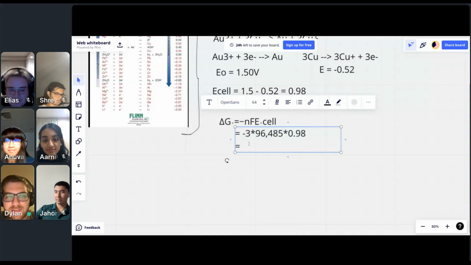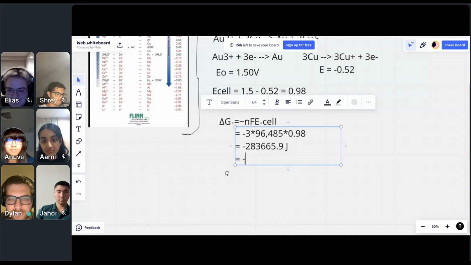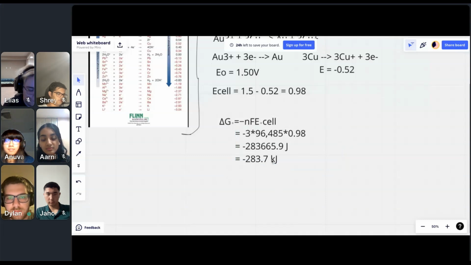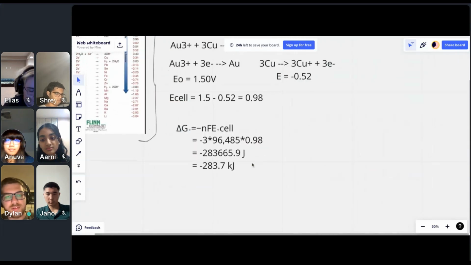And this gives us negative this number. But you guys can't see my calculator. That's joules, which will give us negative 283.7, using sig fig math that I totally know, kilojoules. And so that tells us the delta G.